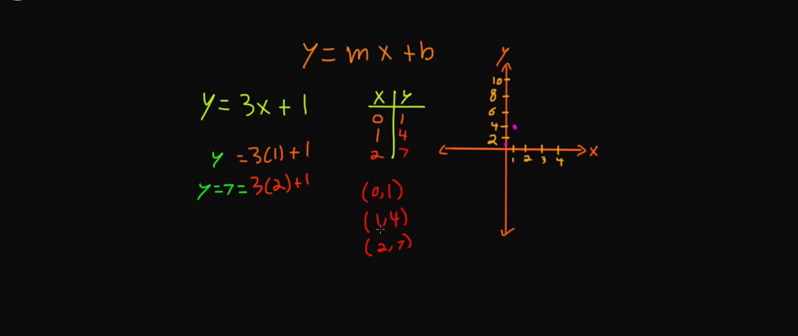Okay, last point. 2, 7. So we go to the right 2, 1, 2, and then up 7. So it's between 6 and 8, so somewhere around here. Perfect. So now we have our line. Let's go ahead and connect these and draw a line through them. And remember, a line goes both ways infinitely. So you draw an arrow. And we are done.